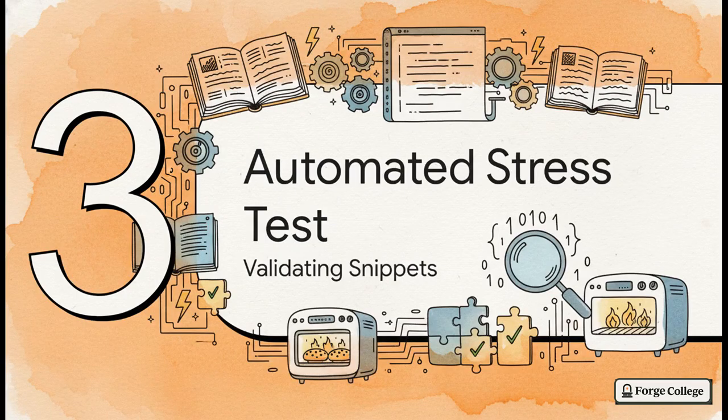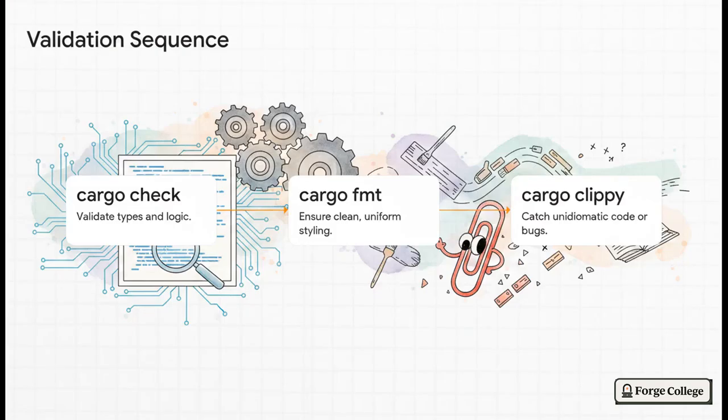Up next is Section 3, the automated stress test. Okay, so you've written the recipes, you've formatted them beautifully, but do they actually bake? Now comes the fun part. We are running your recipes through automated stress tests to make absolutely sure they compile.